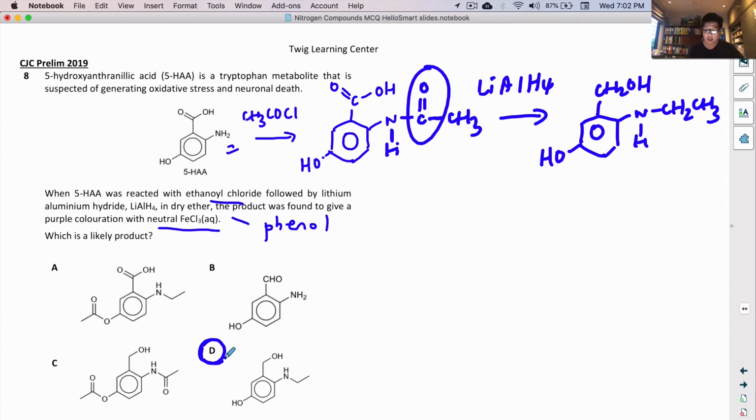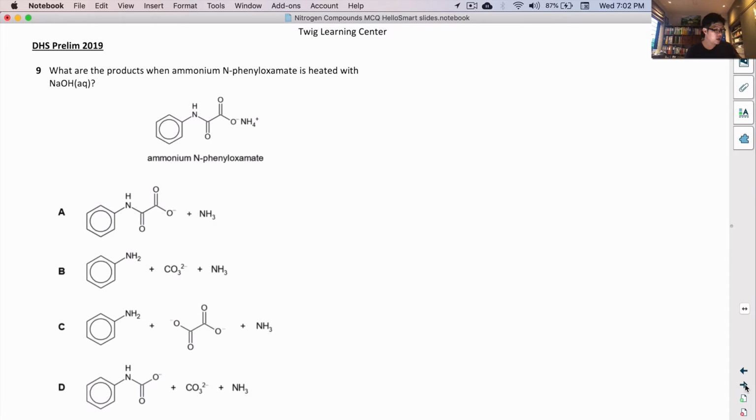Okay, let's look at the next question, question 9. What are the products when ammonium N-phenyl oxamate is heated with sodium hydroxide? So this is actually going to be base hydrolysis of the amide over here. This is the amide. You can see I'm going to hydrolyze this. So this is base hydrolysis, right? In fact, you can see already. If I do a base hydrolysis, this one becomes NH2. The other side will be O minus, not OH, because the medium is basic.